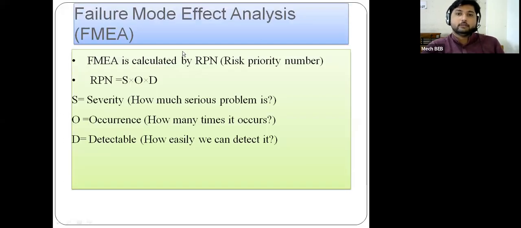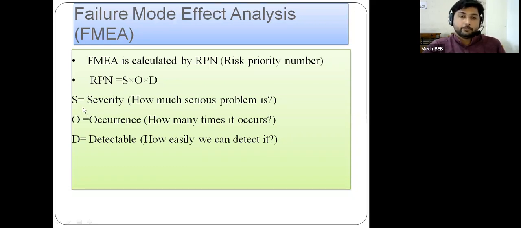Now the second thing is failure mode effect analysis, that is FMEA. So this FMEA is one kind of factor, which is calculated as RPN, called the risk priority number. It is calculated by using three different variables. First one is S, second one is O, and third one is D. The multiplication of all these factors will give you RPN, the risk priority number.